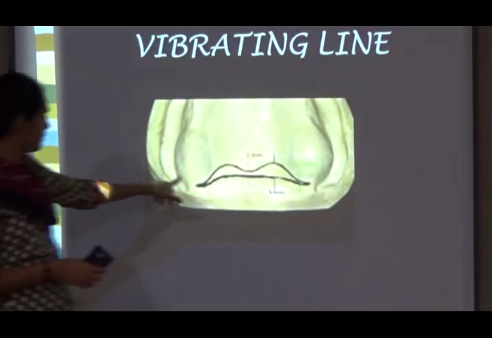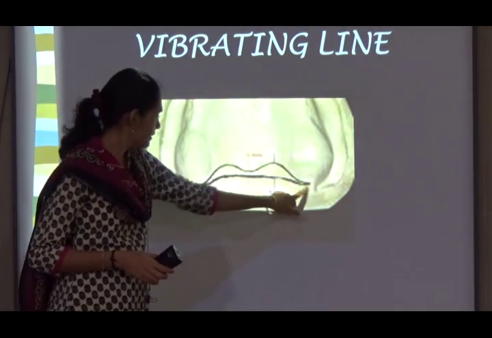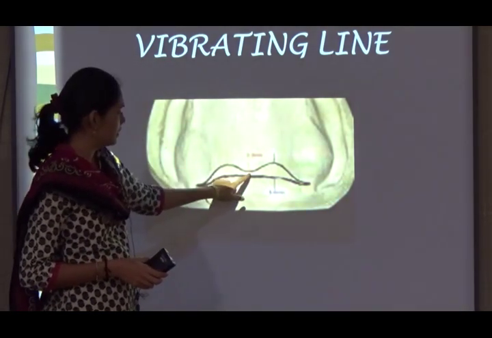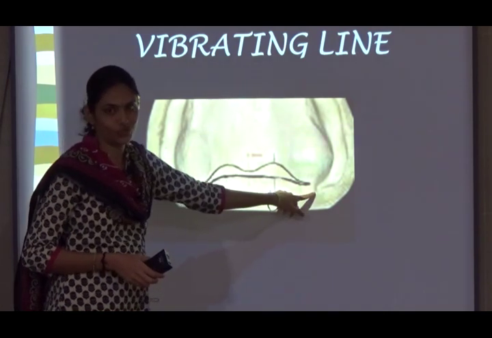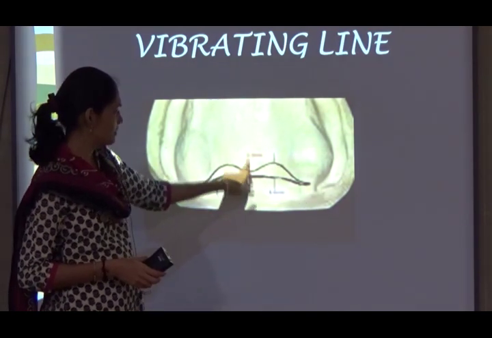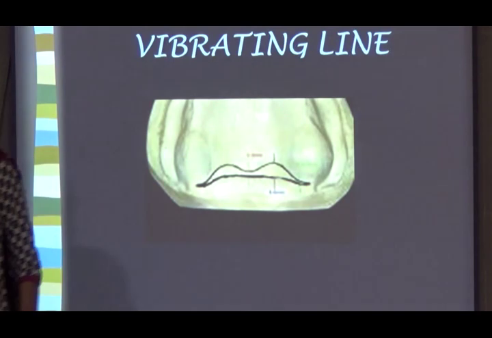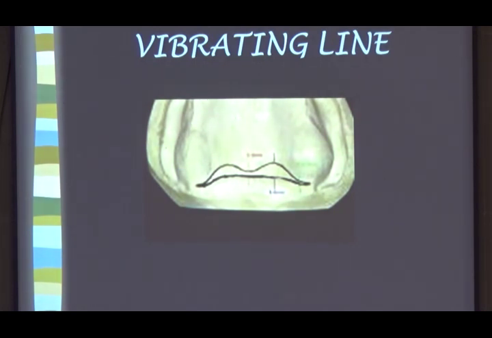This is the posterior vibrating line, it is almost straight. The anterior vibrating line dips in between to give this typical Cupid's bow shape. Why is there this depression? There is some bony structure because of which we are not able to extend. That is the posterior nasal spine. The posterior nasal spine comes in that area, so you cannot extend your posterior seal on that.